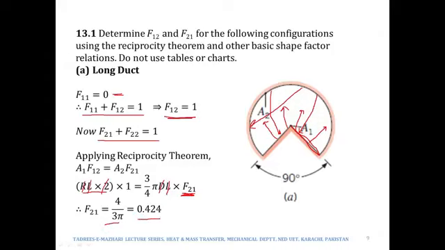Now this 0.424 means that 42.4% of the radiation leaving 2 will be incident upon 1. And where will the rest, 57.6%, go? That would be the value of F22. That means 57.6% of the radiation leaving 2 is being incident upon itself because of the geometry, and 42.4% of the radiation leaving 2 is being incident upon 1.